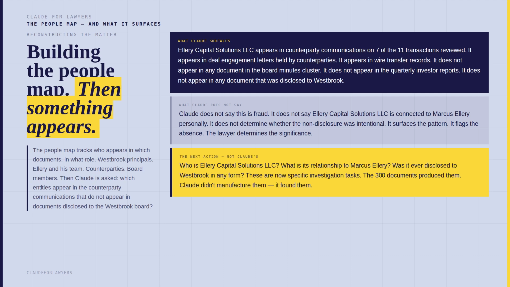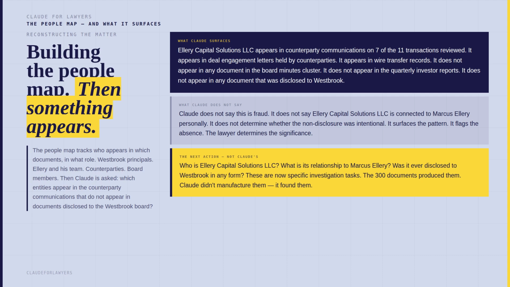Claude does not say this is fraud. It does not say Ellery Capital Solutions LLC is connected to Marcus Ellery personally. It does not determine whether the non-disclosure was intentional or material. It surfaces the pattern. It flags the absence. The lawyer determines the significance.